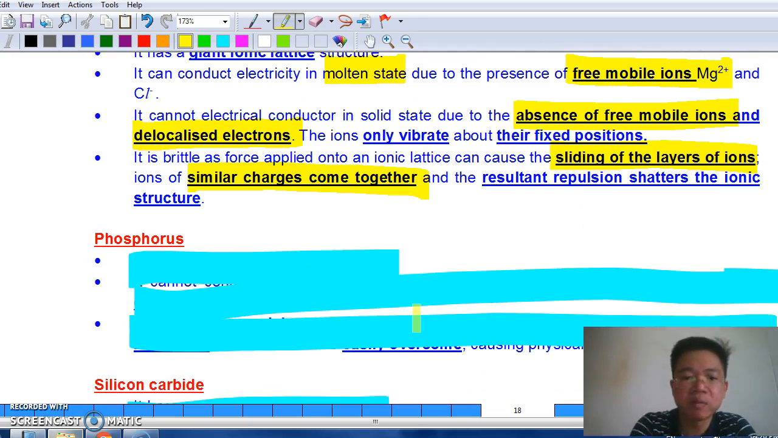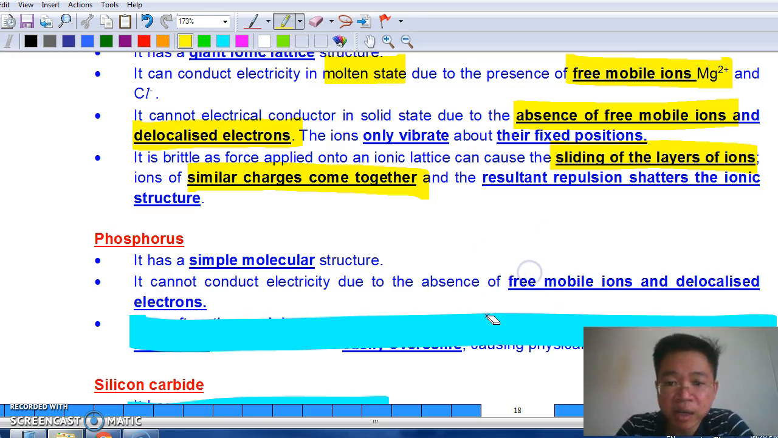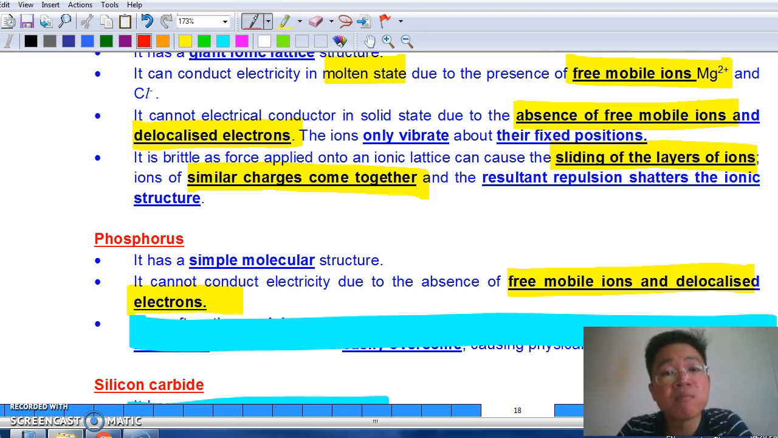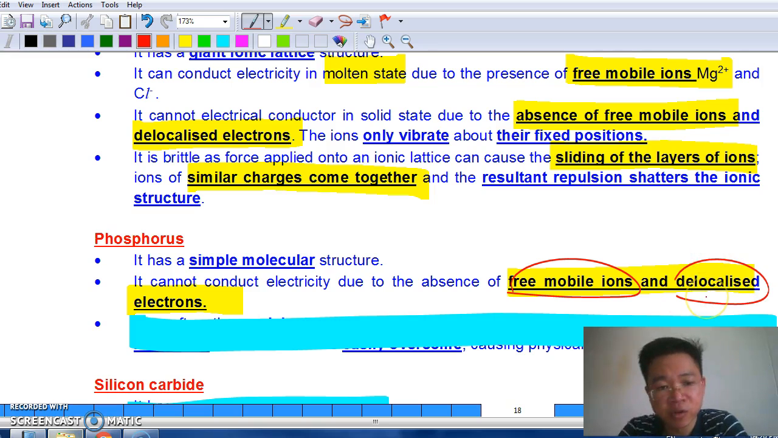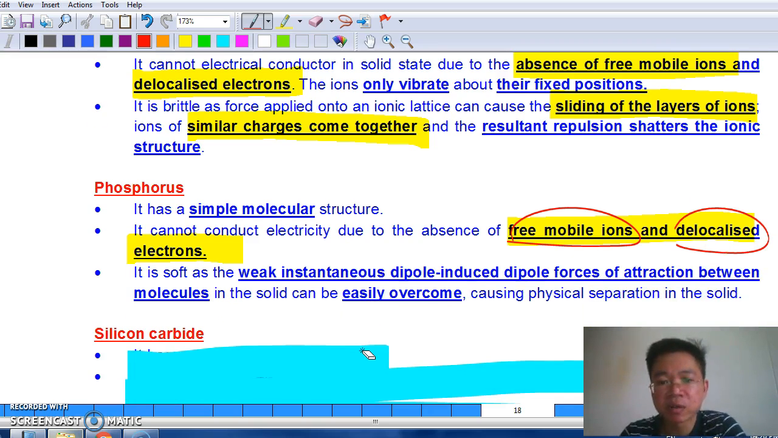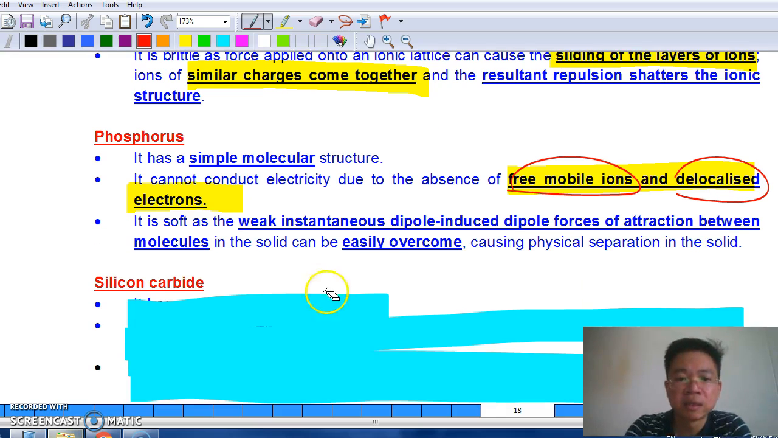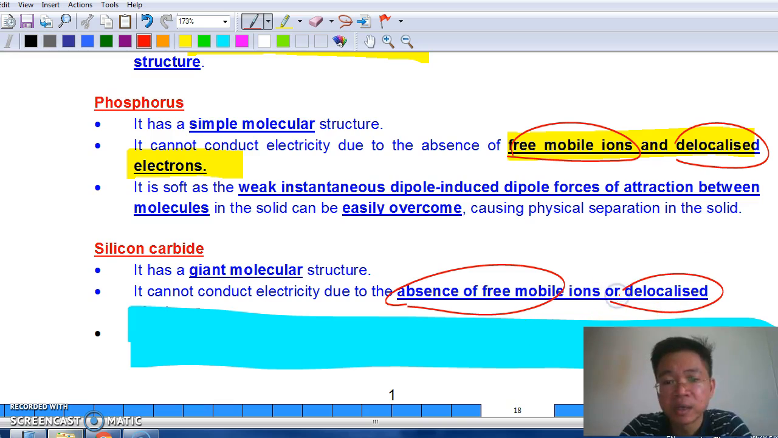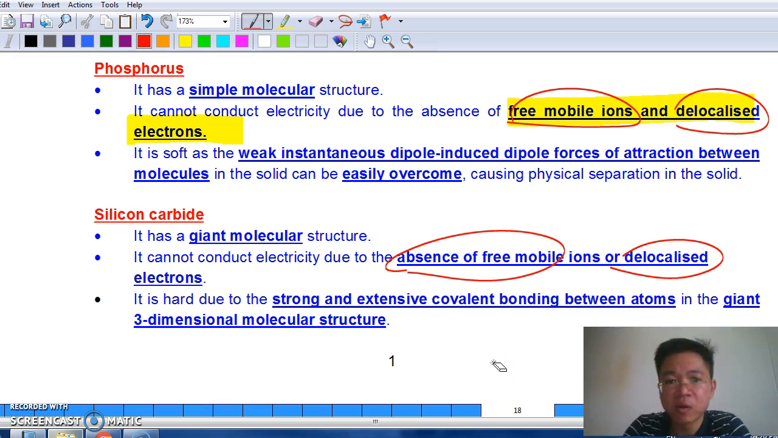For phosphorus, simple molecular structure, it cannot conduct electricity because of the absence of free mobile ions and delocalized electrons. So take note, whenever we mention why a substance cannot conduct electricity, we have to mention both: no free mobile ions, no delocalized electrons. It's soft because of the weak instantaneous dipole-induced dipole forces. And the last one, silicon carbide, giant molecular, cannot conduct electricity because of the absence of these two, and is hard because of the strong and extensive covalent bonds between the atoms in a giant 3D structure.